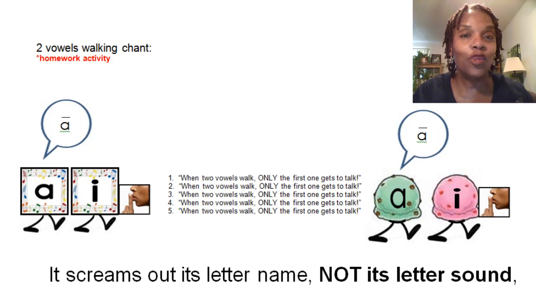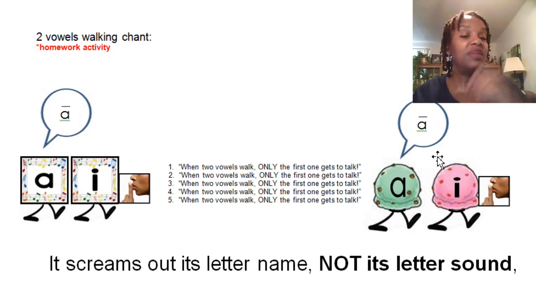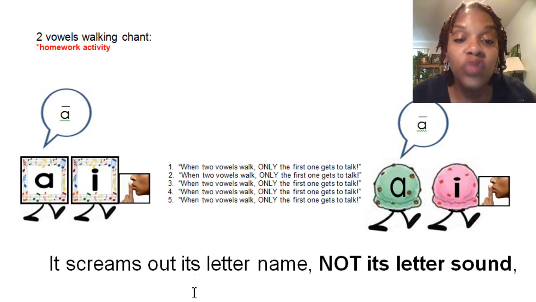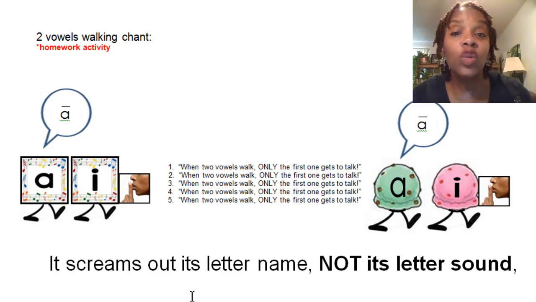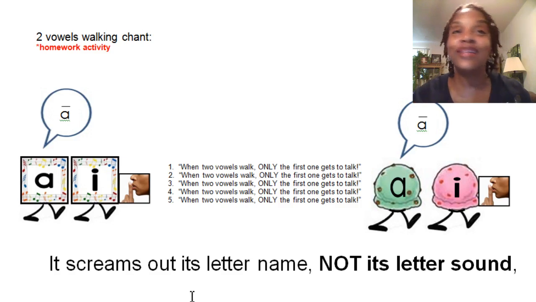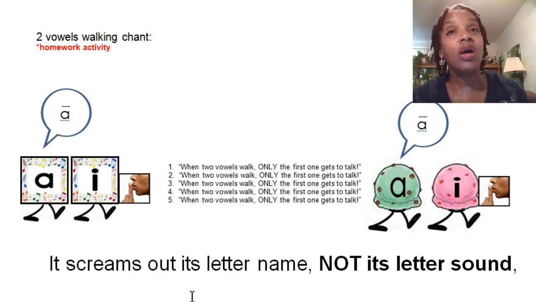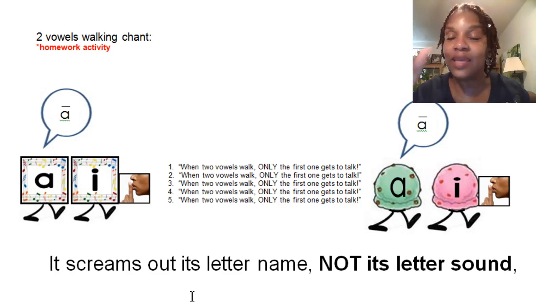All right? So we're going to learn a brand new chant today. This is called the two vowels walking chant. So listen to me first. When two vowels walk, only the first one gets to talk. Now close your eyes and listen. When two vowels walk, only the first one gets to talk. Keep your eyes closed. When two vowels walk, only the first one gets to talk.